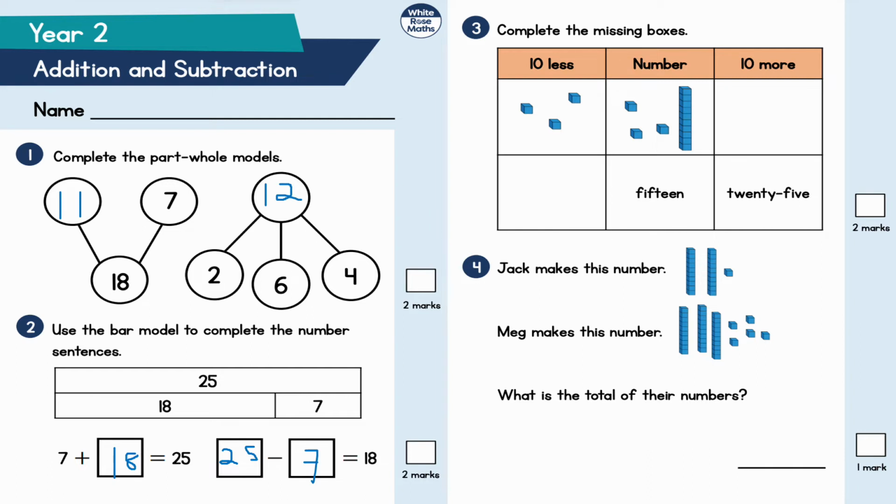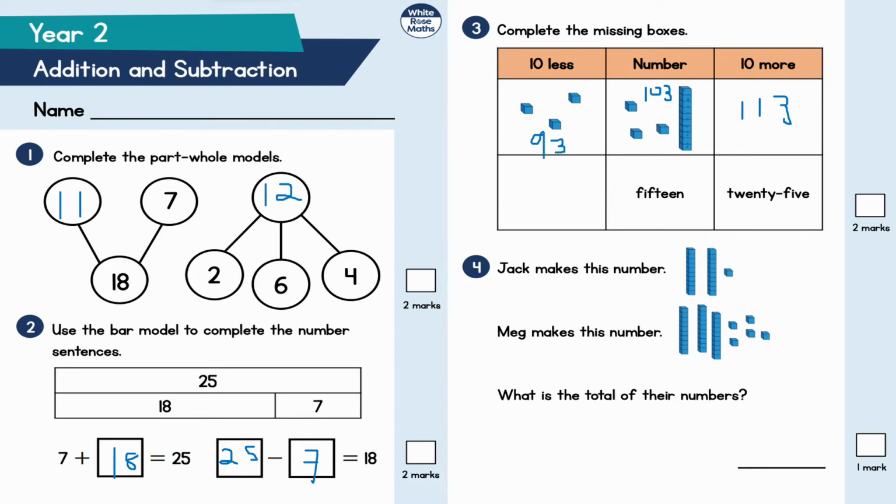This is question number 3. Complete the missing boxes. 10 less. And I've got the number. So if you look here, how much have we got? 1, 2, 3, 4, 5, 6, 7, 8, 9, 10. So we've got 103. That's my number. So 10 more would be 113, adding to the tens column, and 10 less would be 93.